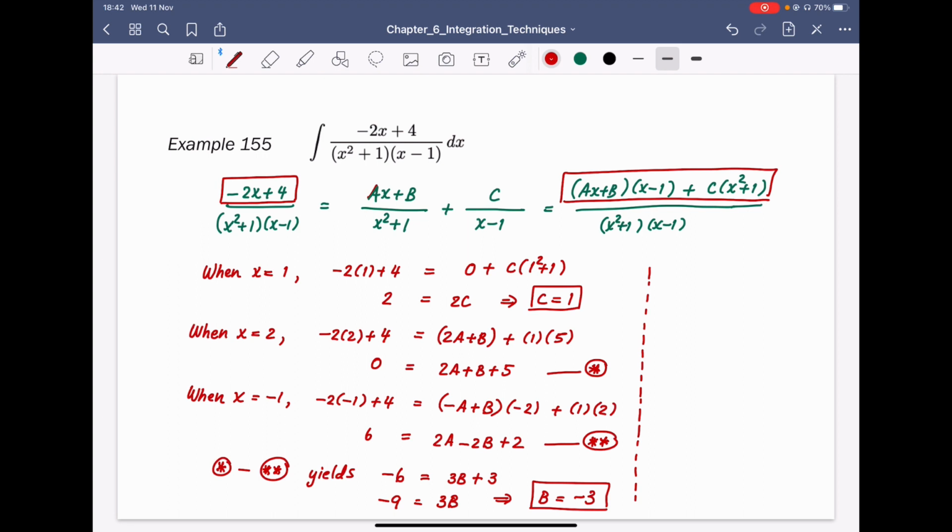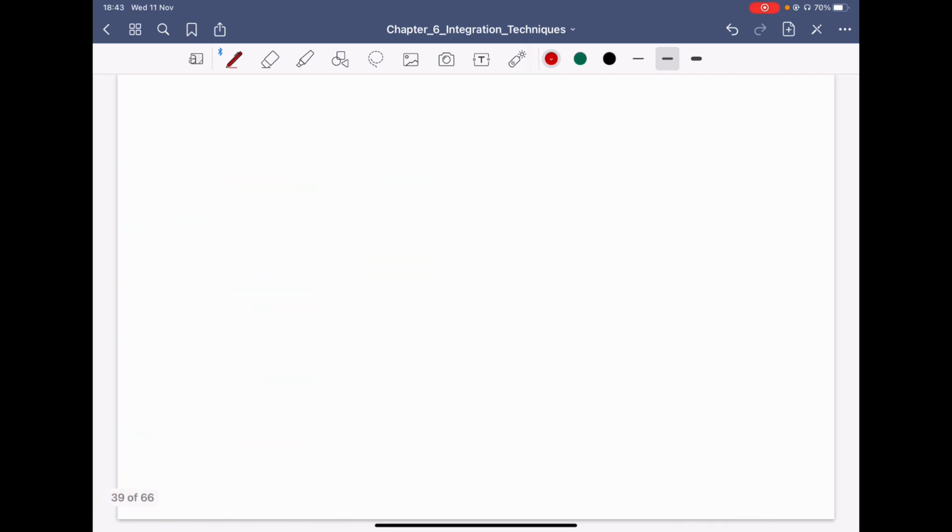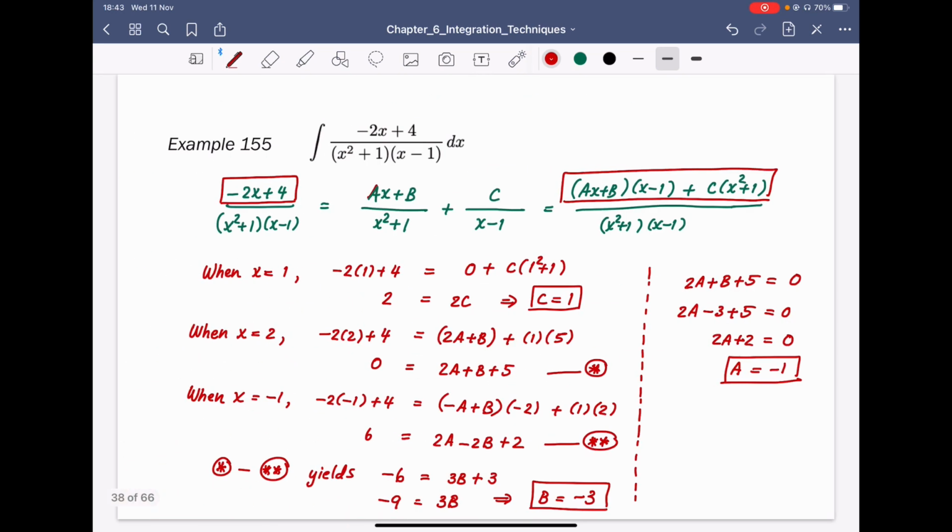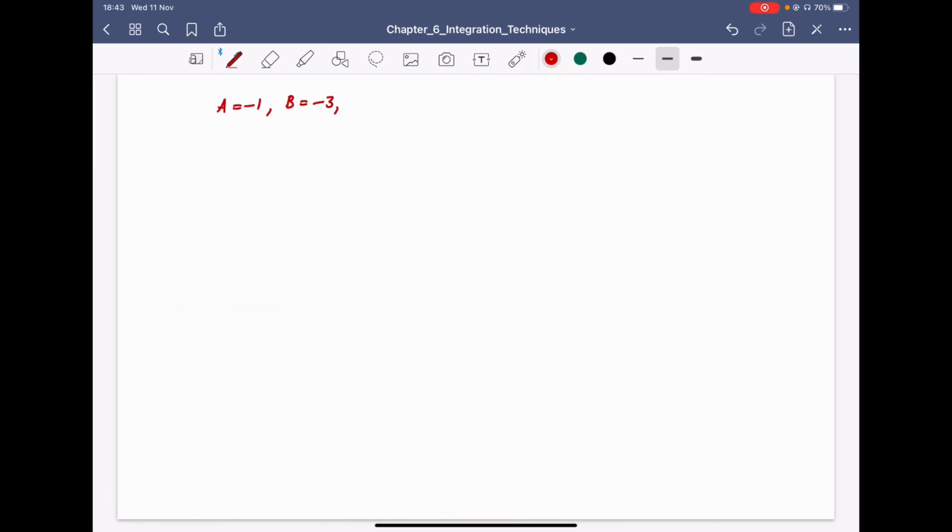So to solve for a, because I have 2a plus b plus 5 equal to 0, that means 2a minus 3 plus 5 equal to 0. That means 2a plus 2 equal to 0. So that means a equal to -1. All right, we are done. So a equal to -1, b equal to -3, and c equal to 1.